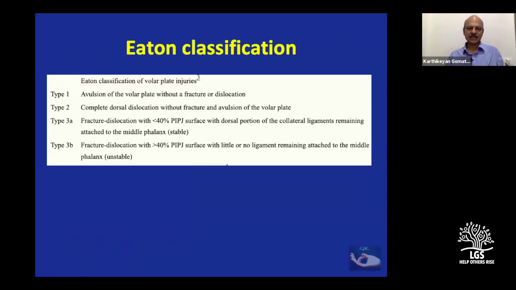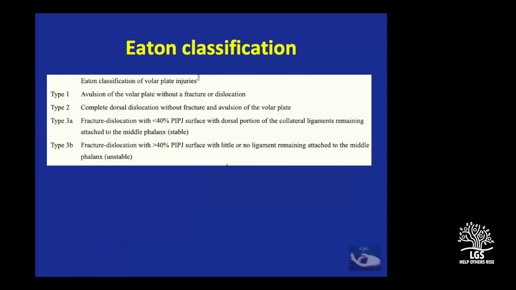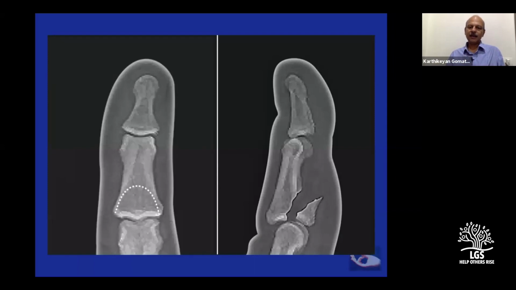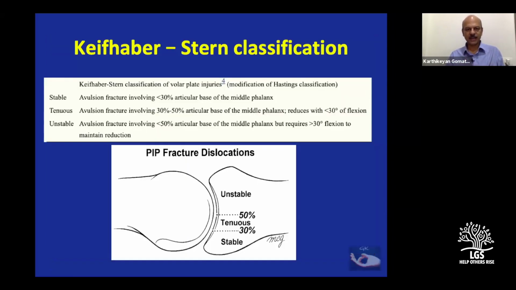Now, the Eaton classification is mainly soft tissue, or type 3 is fracture dislocation where less than 40% of the PIP joint is involved, or type 3B, where the fracture dislocation is more than 40%. So depending on whether this fracture segment is less than 40% or more than 40%, the treatment is planned. Now look at this. Here it is almost 50%. So this would come under type 3B of Eaton classification of avulsion fractures of the middle phalanx.